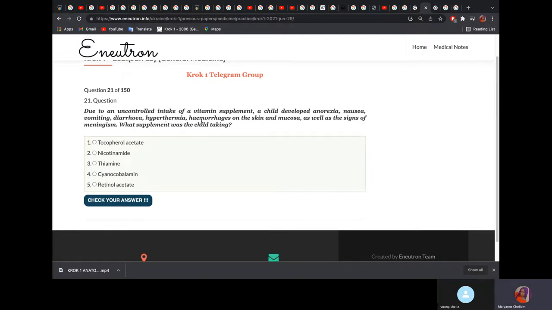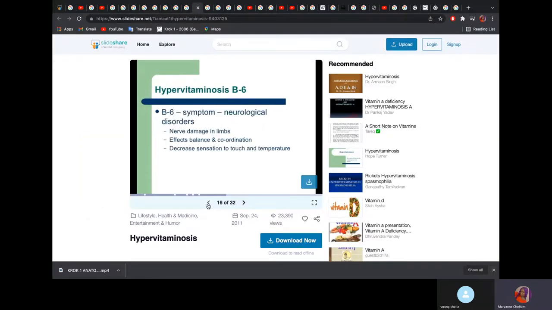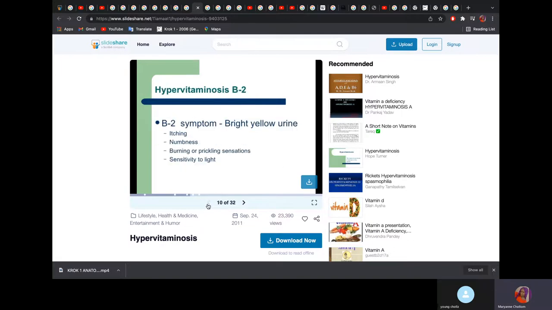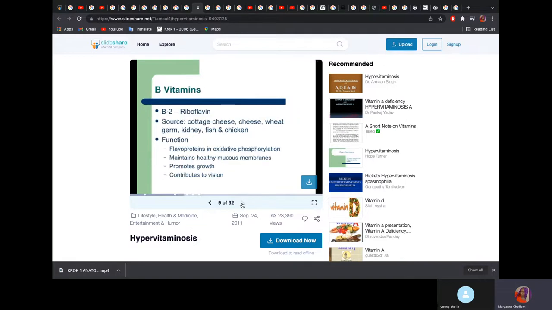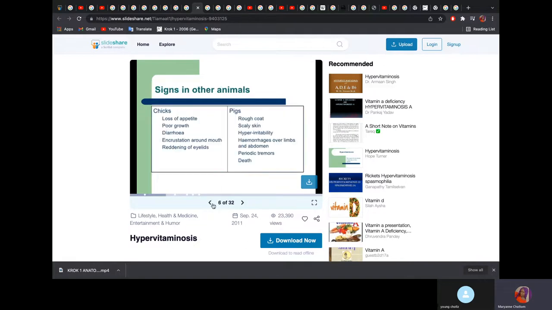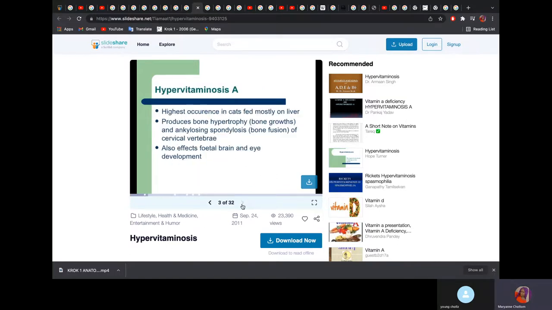Due to the uncontrolled intake of vitamin supplements, a child develops anorexia, nausea, vomiting, diarrhea, hypothermia, hemorrhage on the skin and mucosa, as well as signs of meningitis. What supplement was the child taking? So remember from our lecture, I told you that people normally focus on hypovitaminosis, but you should know the hypervitaminosis signs.